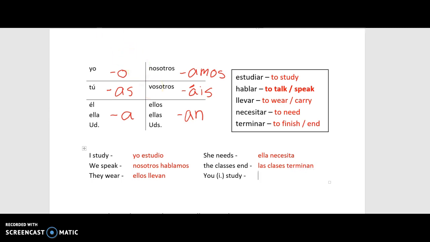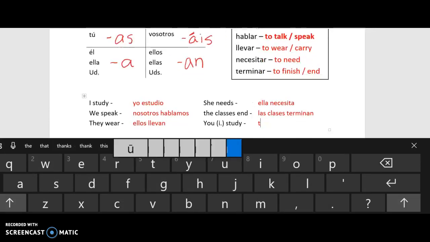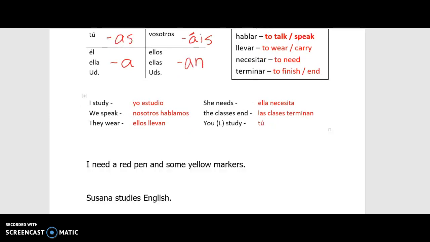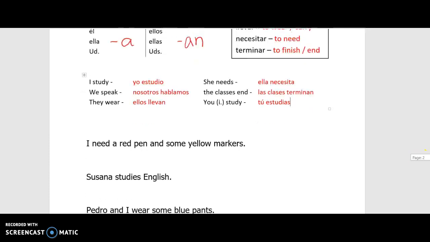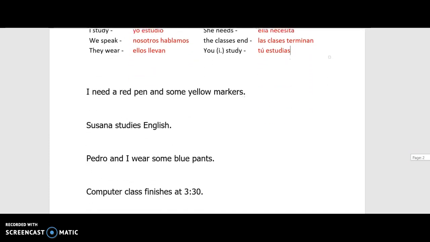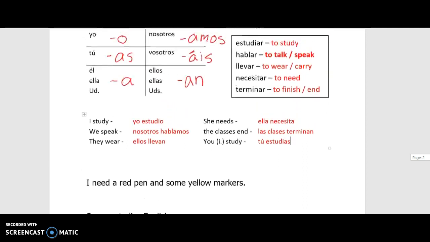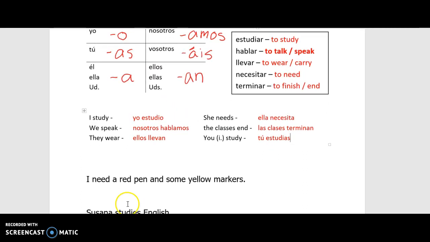Last but not least, you, informal, study. Tú. We're going to add that accent mark over the tú. The verb is estudiar, but for tú, the ending is as. Tú estudias. So that's how they look kind of individually. Let's put it into a sentence and make it make sense. All right. So let's keep our chart kind of visual a little bit, and then we'll move away from it in a second.